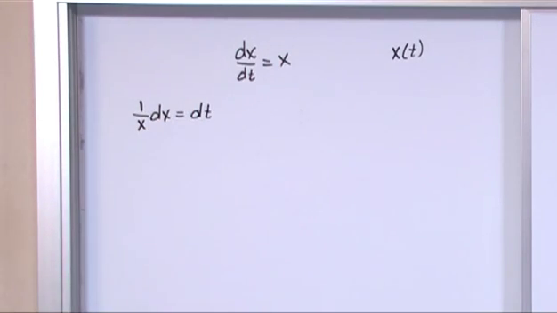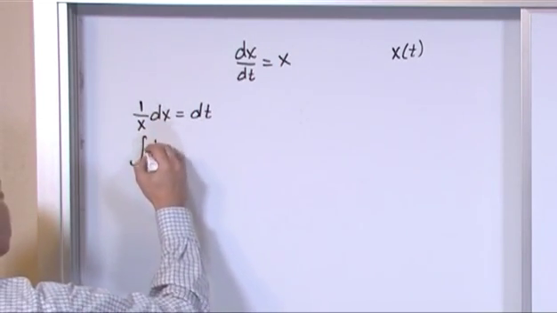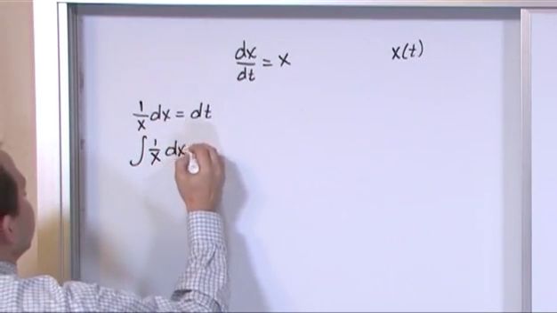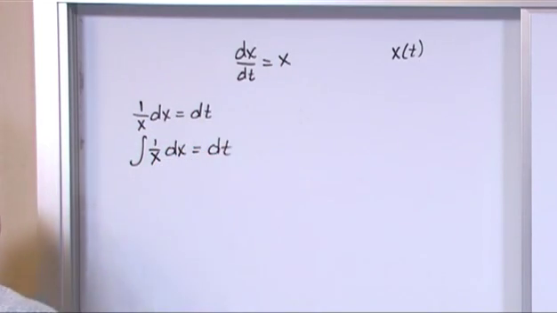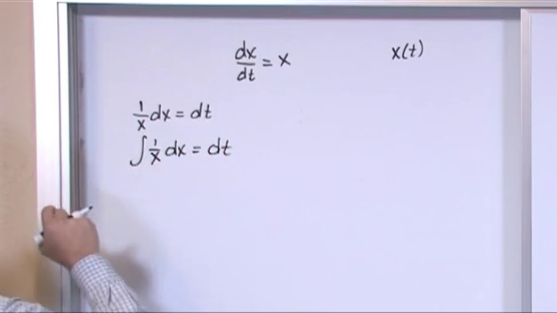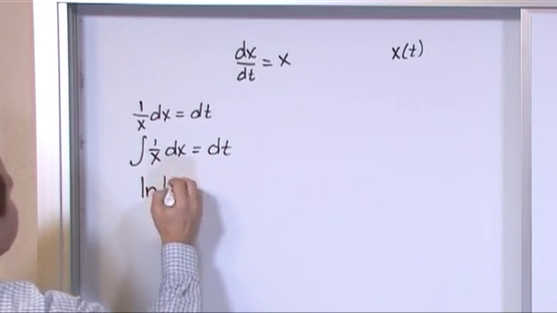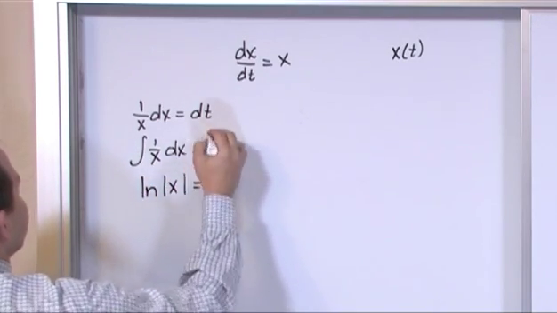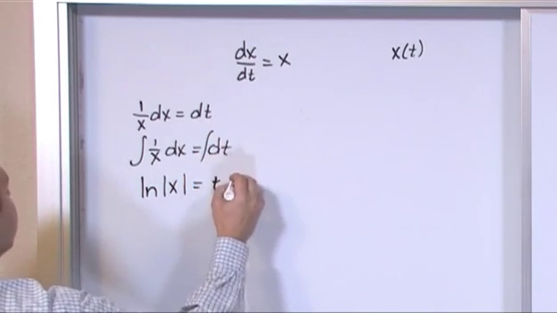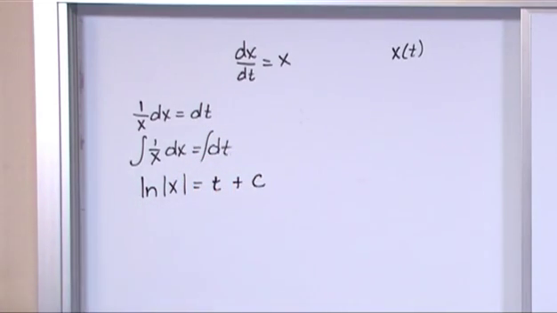So we can integrate both sides of this. We'll have the integral of 1 over x dx is equal to the integral of dt. And I can integrate this because the integral of 1 over x is natural log of x, is equal to, whoops, I'm going to integrate that side too, the integral of dt is t plus a constant. So I've integrated the right-hand side.